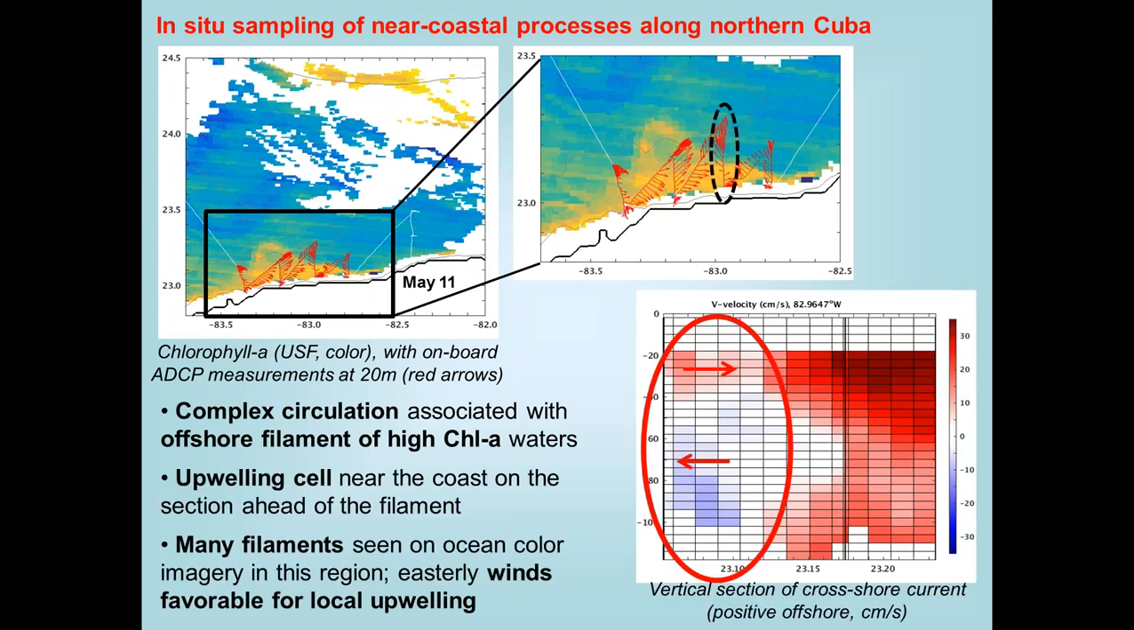On one of the north-south transects, this is the vertical section of offshore velocity. Positive is offshore direction, negative is onshore, and close to the shore we see a cell that is typical of upwelling, with offshore current at the surface and onshore current below the surface. This is expected because the winds over there are favorable for upwelling. And we see filaments like that very often in ocean color imagery.